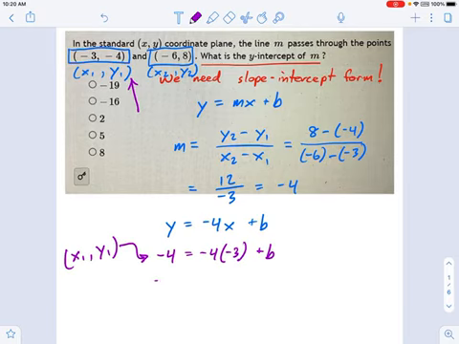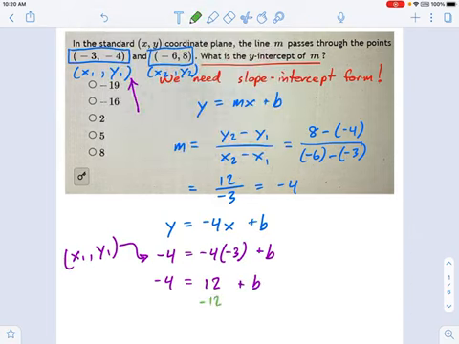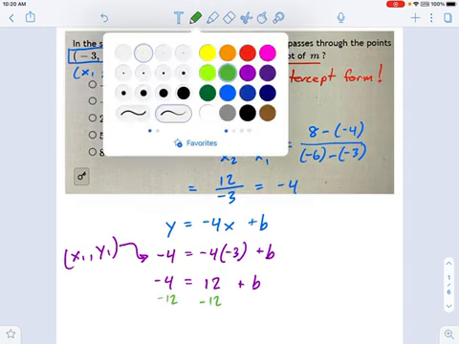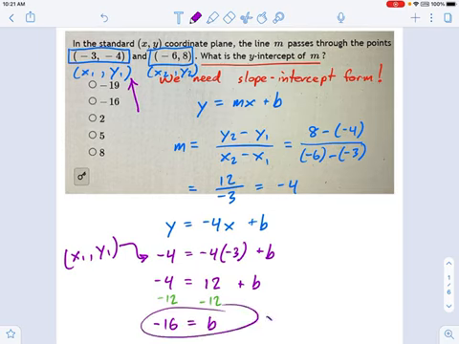Now we're going to solve this equation. Watch what we get. Negative 4 equals positive 12 plus b. And I'm going to subtract 12 from each side to get the following. This is my final answer. This is negative 16 equals b. Okay, that is called my y-intercept. So to find the y-intercept, you do need to find the slope first. That's the first step, and then that should give you a way to plug in another xy value and find the y-intercept.